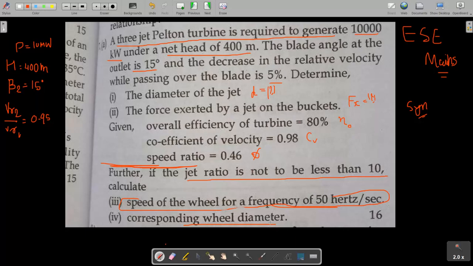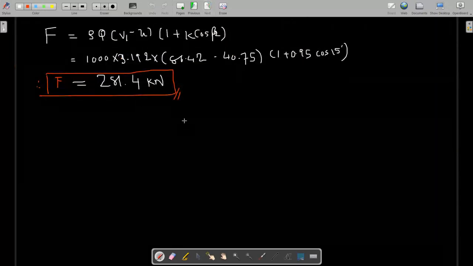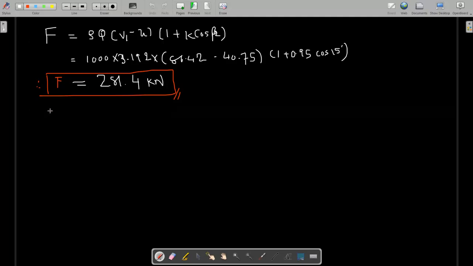So you know the jet ratio is defined as capital D by small d. Here we have to select the runner diameter or wheel diameter, capital D, such that this jet ratio should not be less than 10. It should be greater than 10. So it may be anything, it may be 11, 12, 50, 100, 1 lakh or infinity.